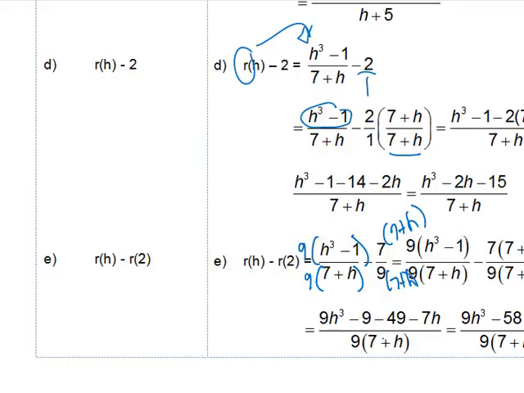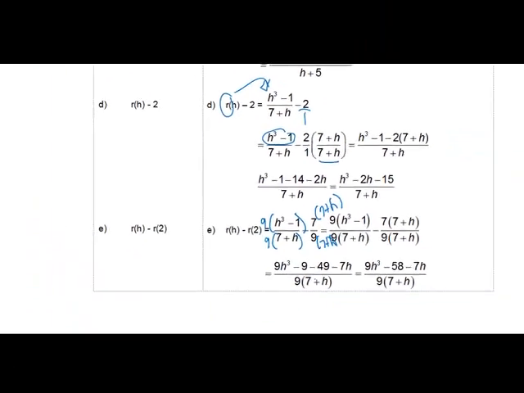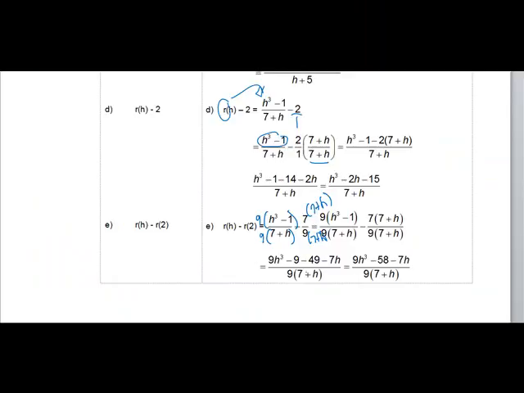If I clean this up a little bit, it gives me 9h cubed minus 58 minus 7h over the 9 times 7 plus h in the denominator. You could multiply that out, but it wouldn't be necessary. One of the things you might have noticed is I have 7h not written in the middle as I did in the previous example when I had the 2h. I am not going to be terribly choosy about the order that you write things in. If you want to write them in decreasing power, that's fine. If you don't, that's going to be fine as well.